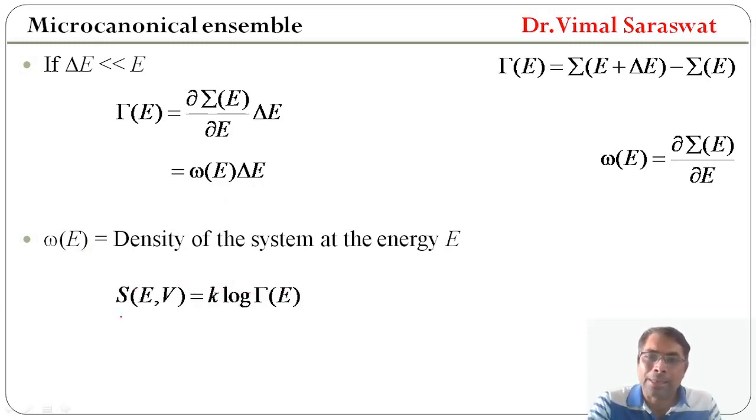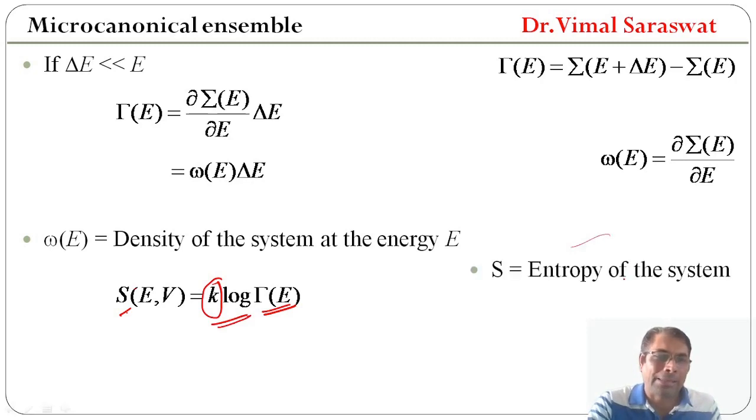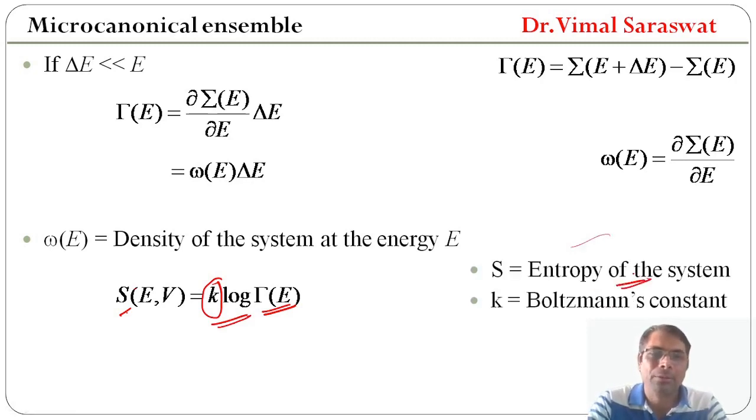Since S is equal to K log Gamma(E), where K is Boltzmann's constant, we have the relation S equals K log Gamma(E). Here S is the entropy of the system and K is Boltzmann's constant.